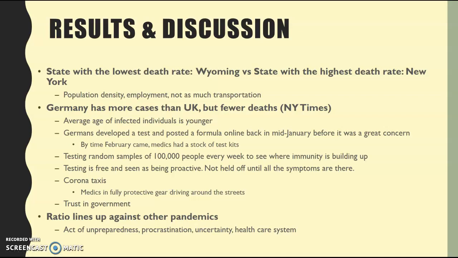So as noted before, the state with the lowest death rate was Wyoming, versus the state with the highest death rate, which was New York. And I think why this is happening has to do largely with the population density. In Wyoming, the houses are more spread out, so social distancing is kind of the norm, whereas in New York, everything is tight and congested, and it's really hard not to make contact with people.